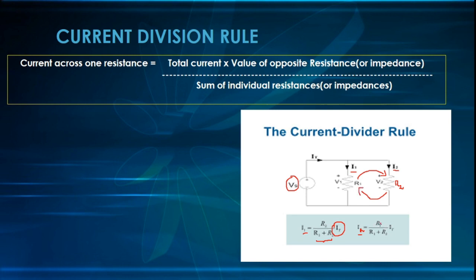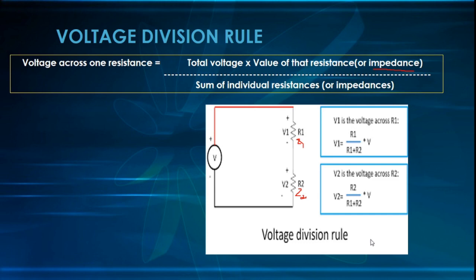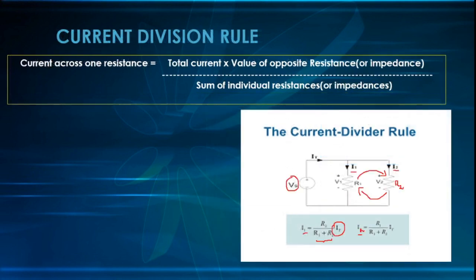So I_T into R1 divided by the sum of the resistors, R1 plus R2. In the voltage division rule, the rule is total voltage into the value of the same resistance divided by the sum of the resistances. In the current division rule, the formula is the total current into the opposite resistance divided by the sum of the resistances.